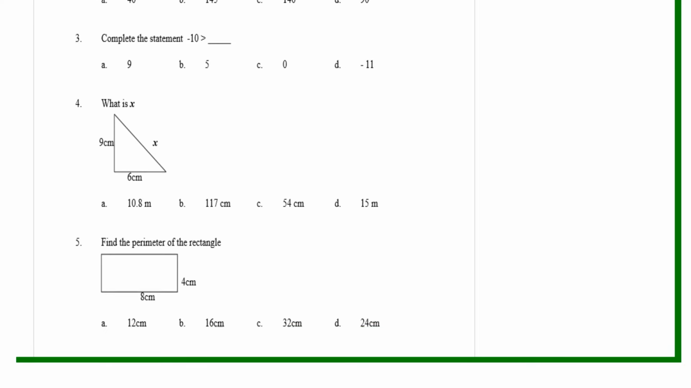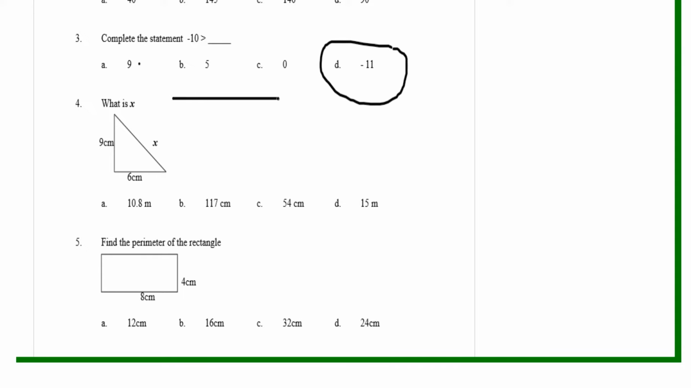And question 3 says complete the statement. Negative 10 is greater than. Negative 10 is less than 9, it's less than 5, and it's less than 0. So the answer is negative 11.